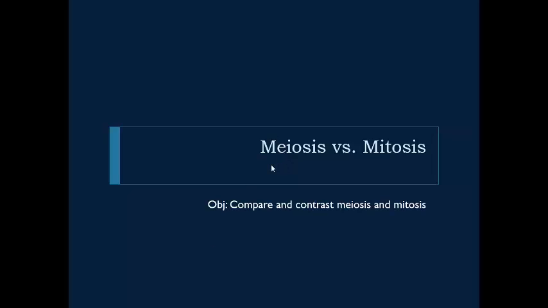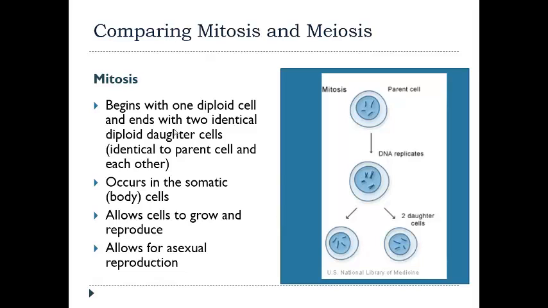So meiosis versus mitosis, we want to compare and contrast these. They're very similar, but they serve very different purposes. Mitosis begins with one diploid cell and ends with two identical diploid daughter cells. So keep that in mind. We start with a diploid, we end with a diploid.